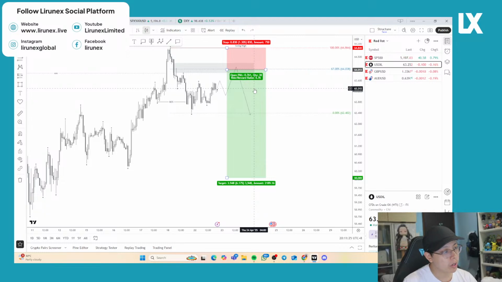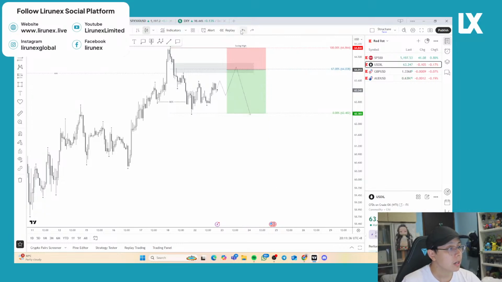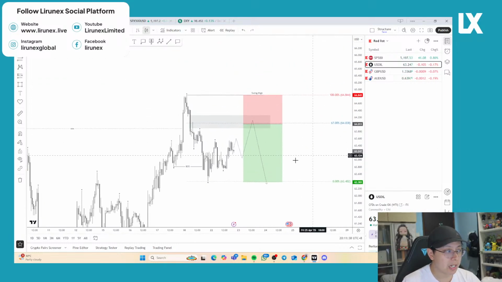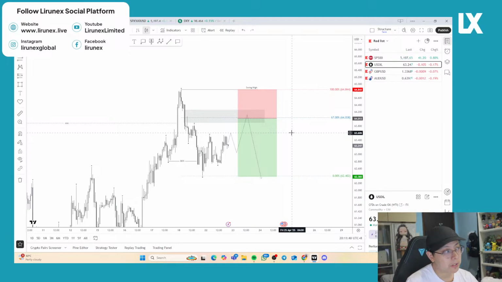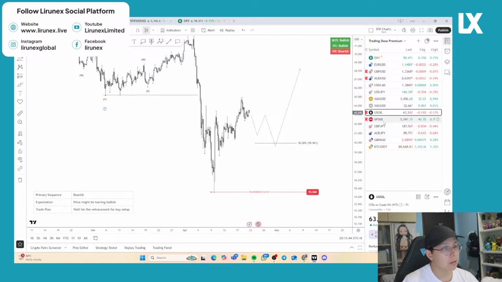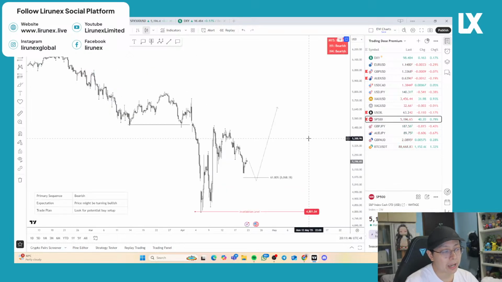So what you can do over here is have take profit 1 and take profit 2, so target 1, target 2. If target 1 hits, you can take partial profits and then aim for target 2. So that's the first opportunity that you can look into for this week right now, which is crude oil. Now the other one that I think is worth mentioning and looking out for is the S&P 500.